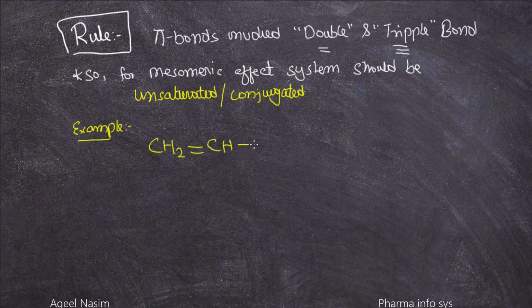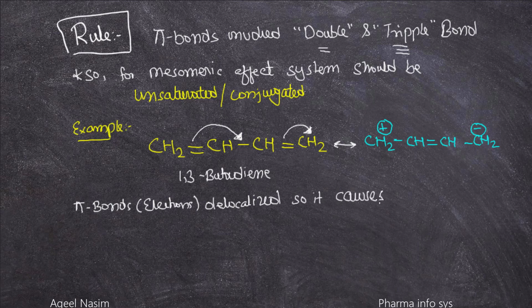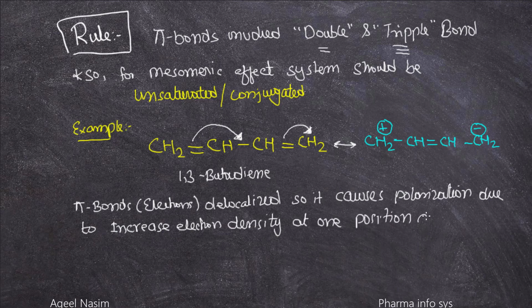Let us consider this example: CH2=CH-CH=CH2. So the electrons are transmitted from one atom to another like this. We have this CH2 whose electrons are transferred to another carbon, and one carbon becomes positive and one carbon becomes negative. So the pi electrons delocalize, which causes polarization due to a decrease in electron density at one position accompanied by an increase at another position.